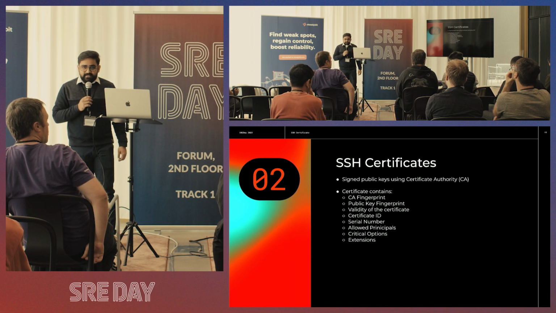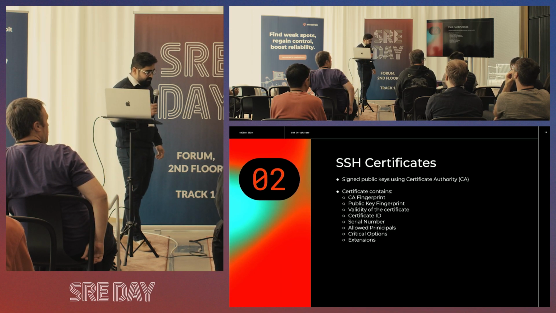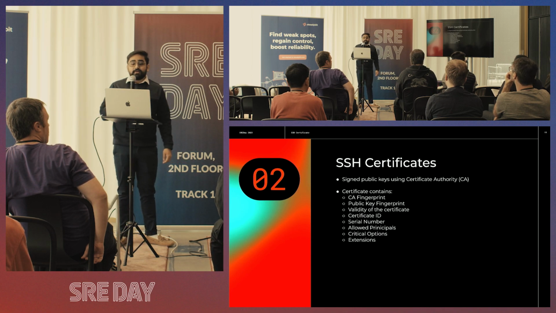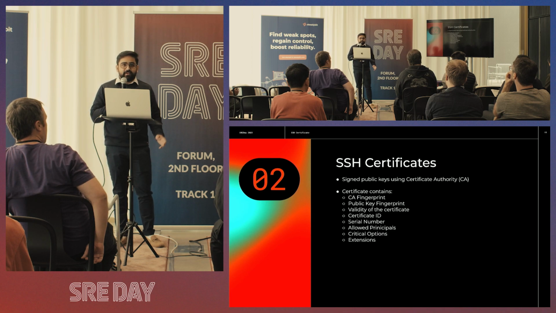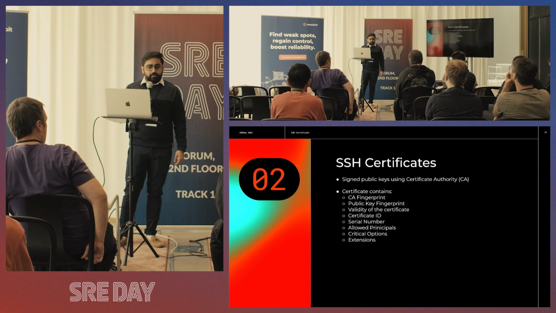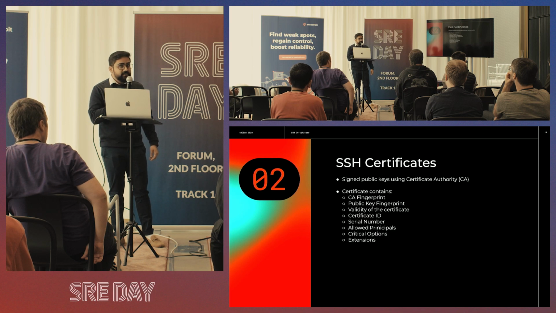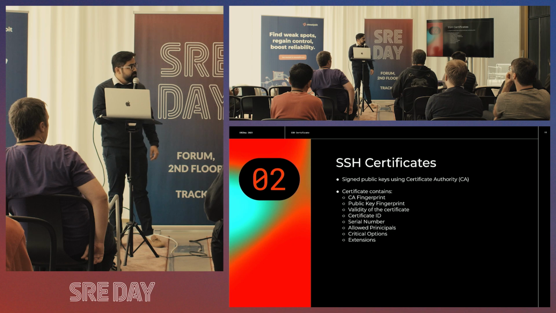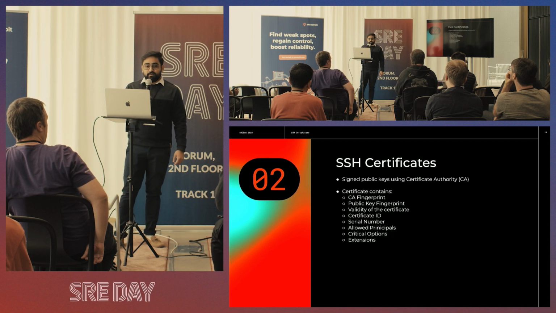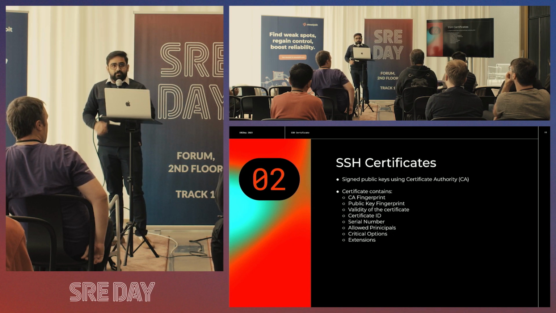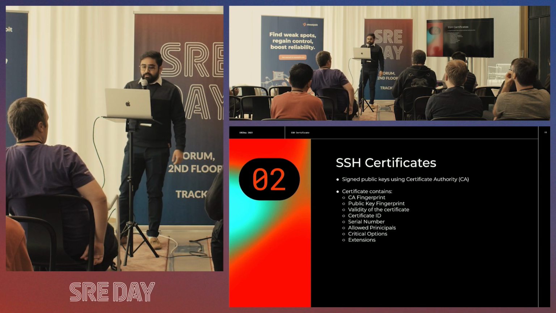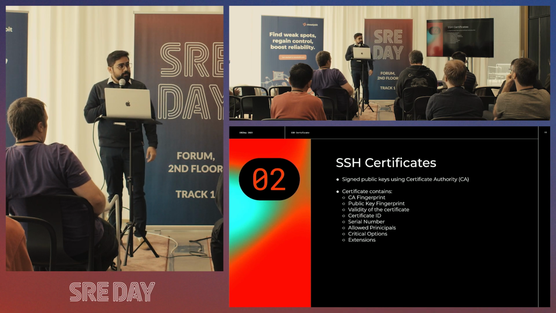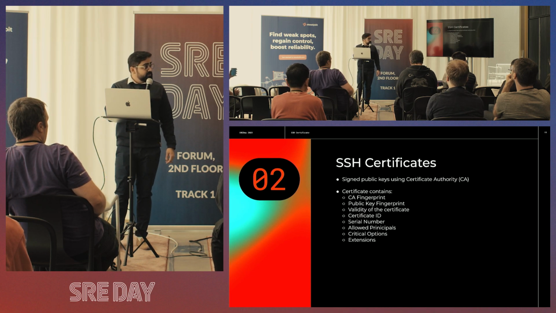Now let's talk about what SSH certificates are. SSH certificates are public keys signed using the certificate authority. The SSH certificate contains the CA fingerprint, the certificate authority's fingerprint, the public key's fingerprint, and the validity of the certificate. What that means is the certificates are valid for a certain point of time. They are not valid indefinitely. It also has the ID of the certificate, serial number, allowed principals, critical options, and extensions. I will talk about critical options and extensions more, as well as principals.